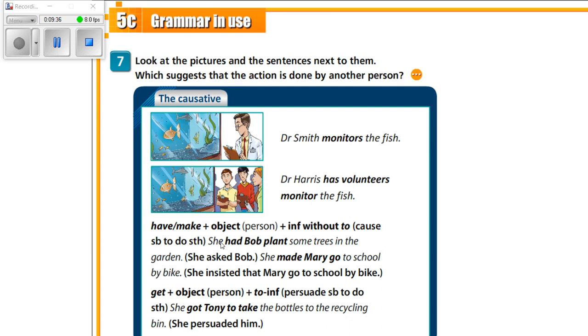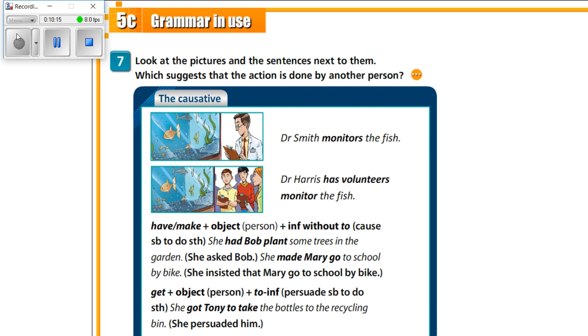Okay. Moving to the next rule in this module, which is the causative rule. Let us read the first and second sentence. Take your time to read it by yourself, then I'm going to read it with you. The first one is: Dr. Smith monitors the fish. Dr. Hayes has volunteers monitor the fish. Okay, what is the difference?